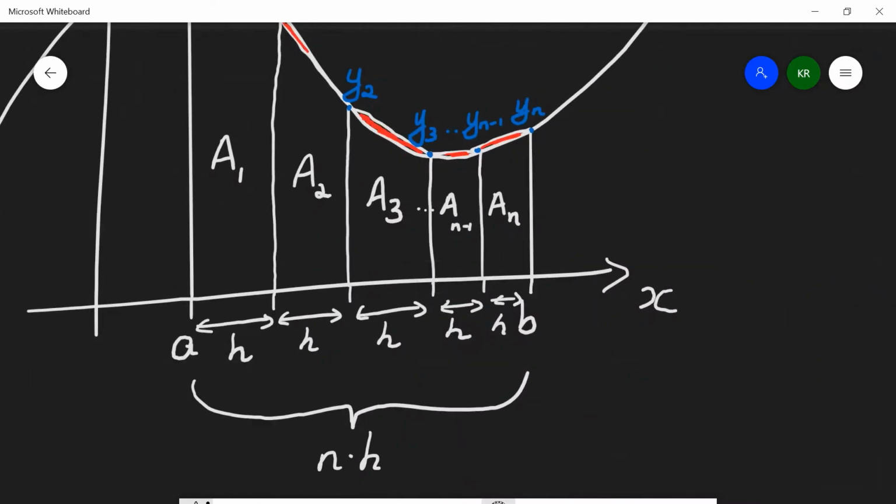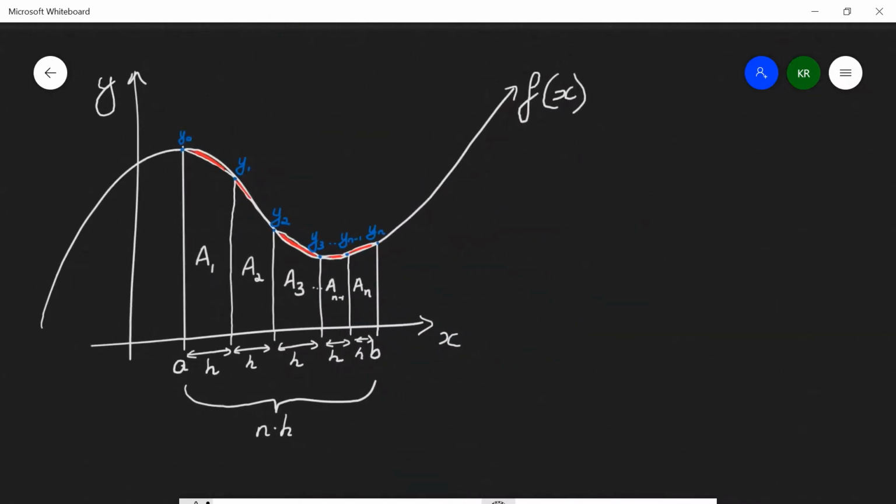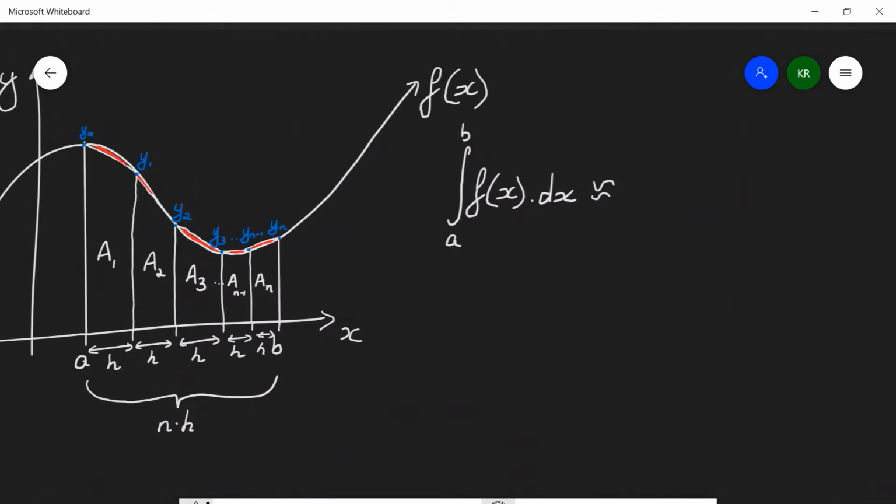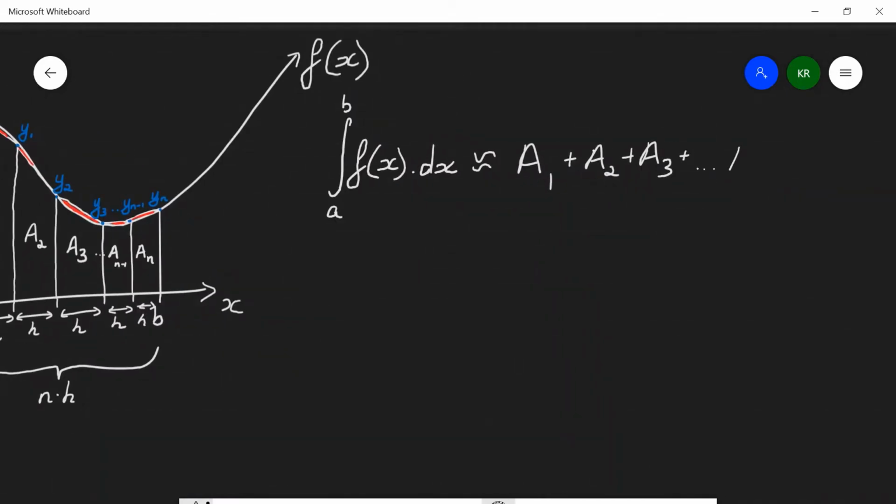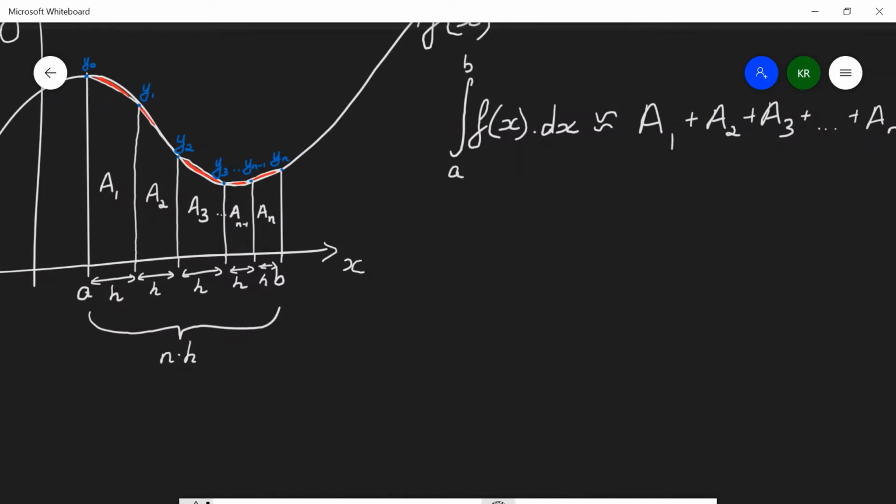These are the areas. So similar to the last one, the integral from a to b of f of x with respect to x is going to be approximated, because of these red spaces that we're missing, by just A1 plus A2 plus A3 plus, you get the picture by this point, plus A of n minus 1 plus A n. Okay, well, what's A of n?